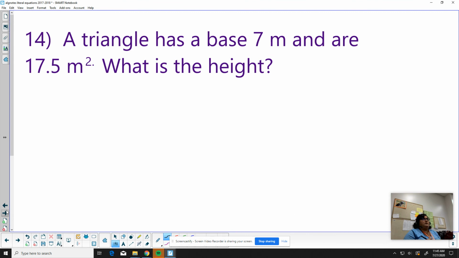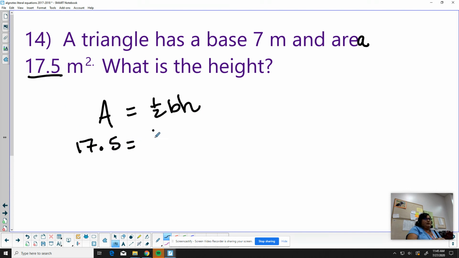Let's try this one. A triangle has a base of 7 and an area of 17.5 meters squared. What's the height? The formula for the area of a triangle is 1/2 base times height. So I know the area, I know the 1/2 is there, and I know the base is 7, and I'm looking for h. So half of 7 is 3.5.